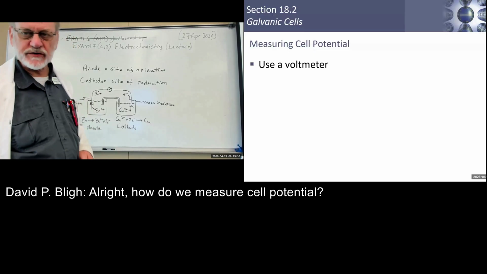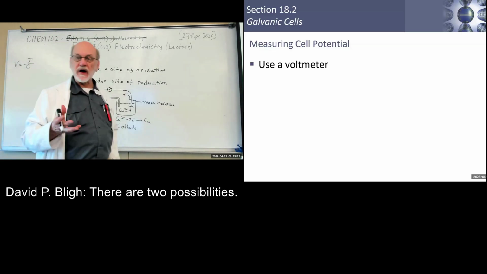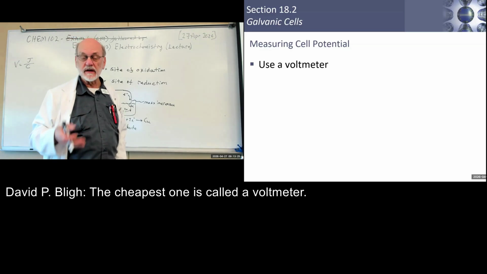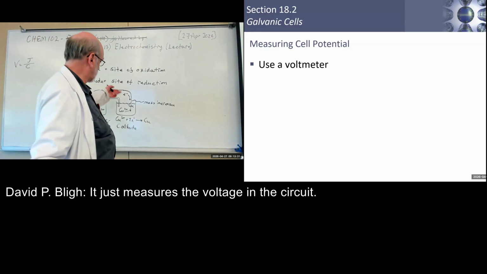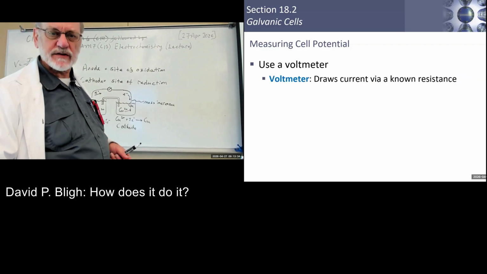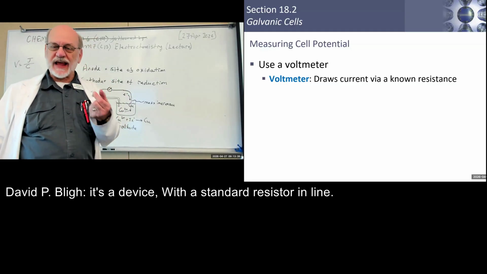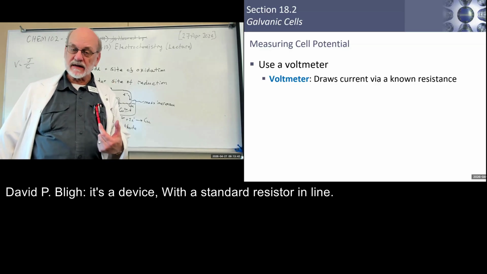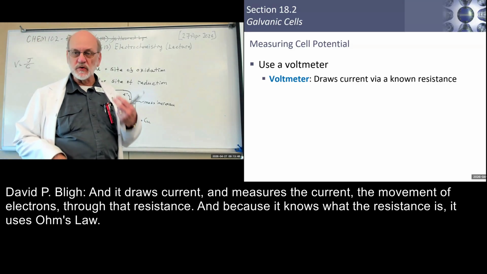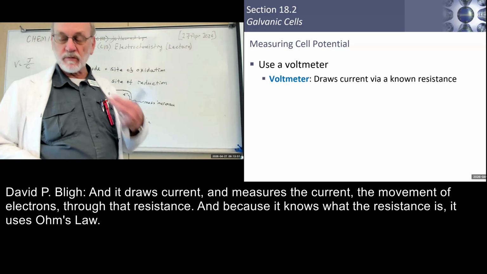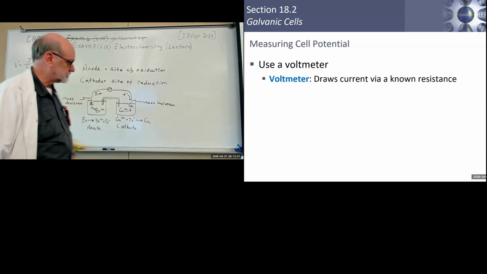All right, how do we measure cell potential? With a device. There are two possibilities. The cheapest one is called a voltmeter. It just measures the voltage in the circuit. How does it do it? It's a device with a standard resistor in line, and it draws current and measures the current, the movement of electrons through that resistance. And because it knows what the resistance is, it uses Ohm's law.